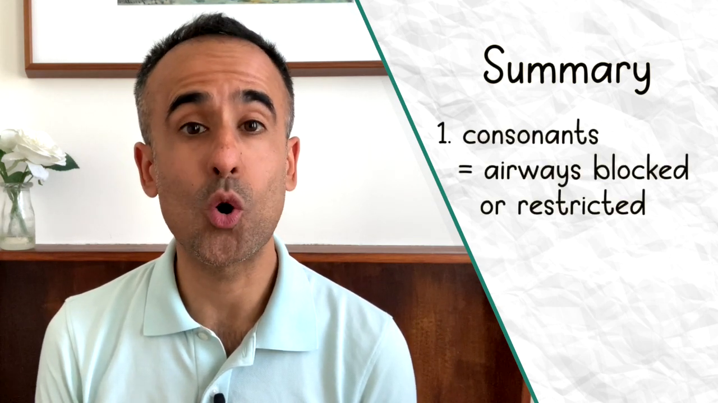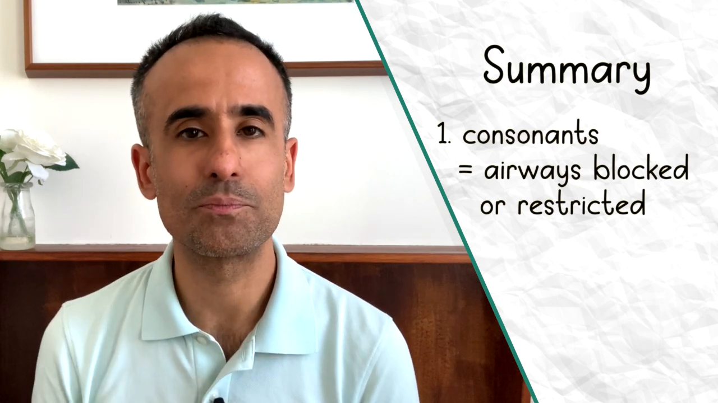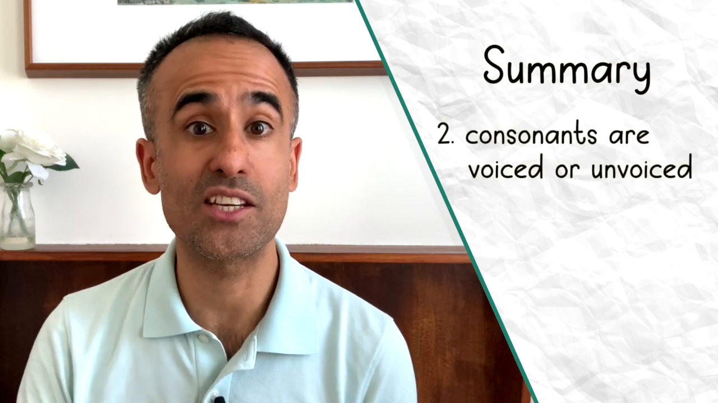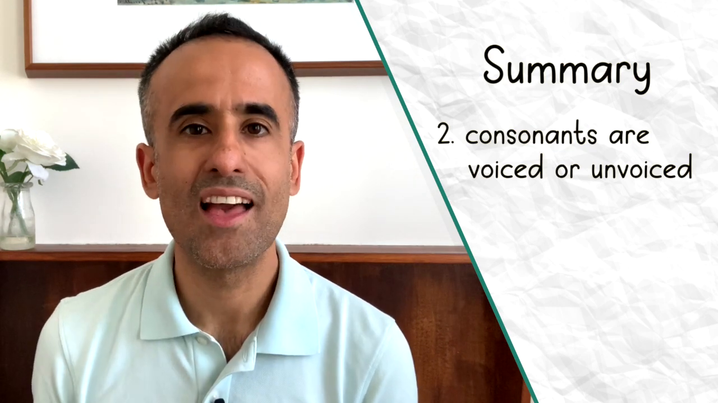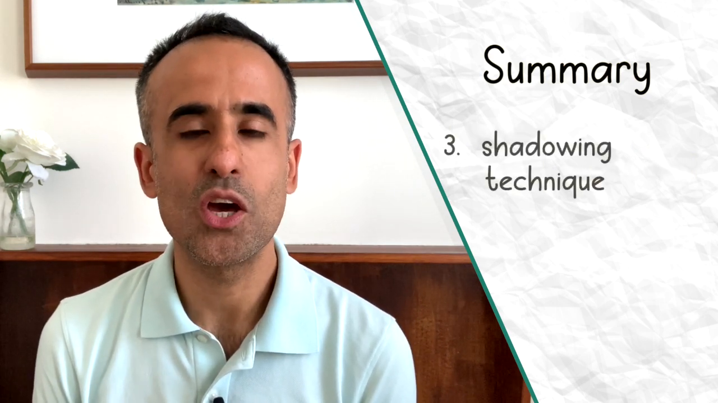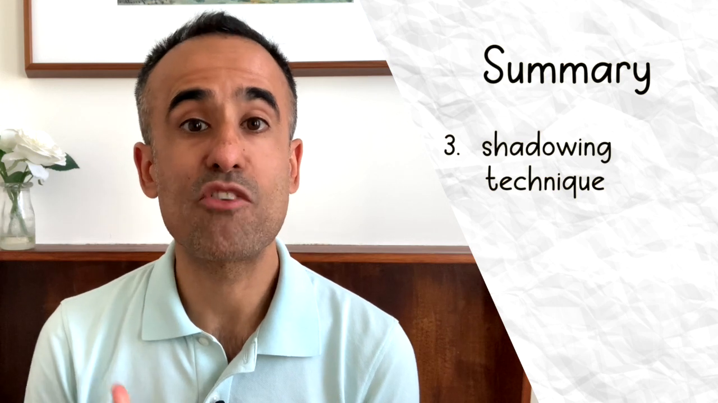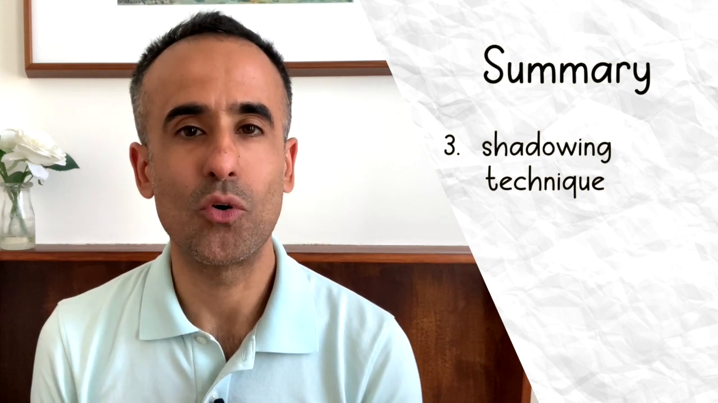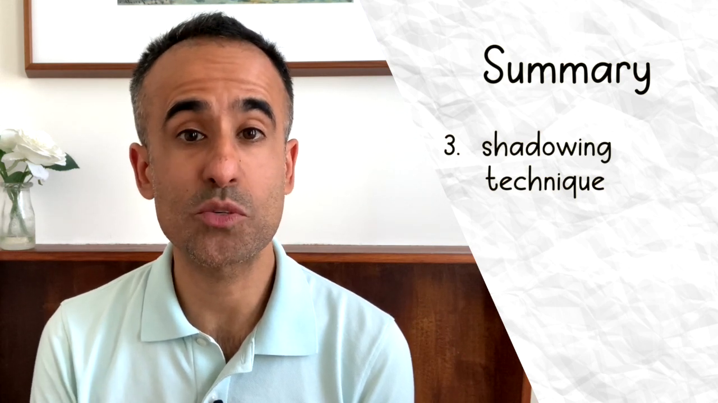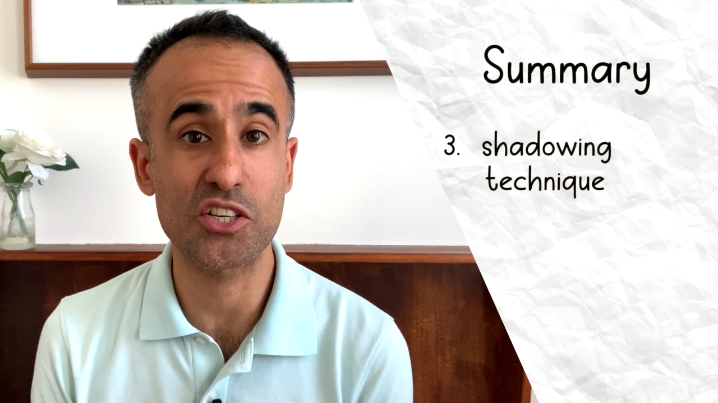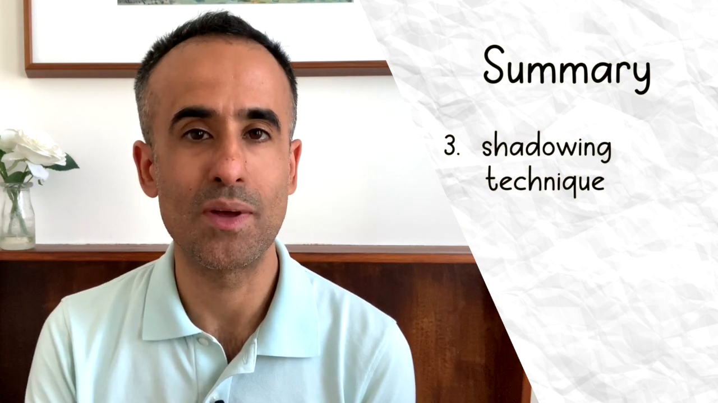Okay, so let's summarize the main things that we've learned today. Number one, we've learned that consonants are sounds where we restrict or we partially restrict our airways. Number two, we've learned that consonant sounds can either be voiced or unvoiced depending on whether our throat vibrates. And I've also told you about the shadowing technique, which is where we listen carefully to a recording of a native speaker, we stop and we repeat what they say. We can listen for their pronunciation, their intonation, their stress. We can listen to all different aspects of pronunciation, but we try to mimic or imitate them in order to get better and sound more like a native.